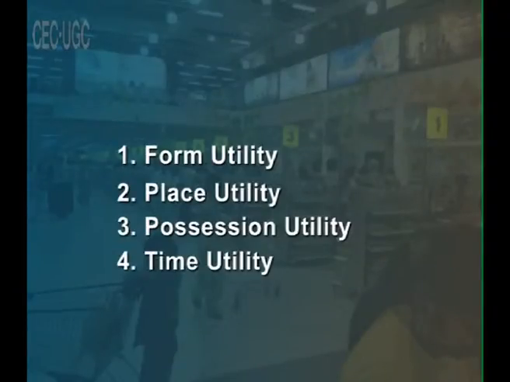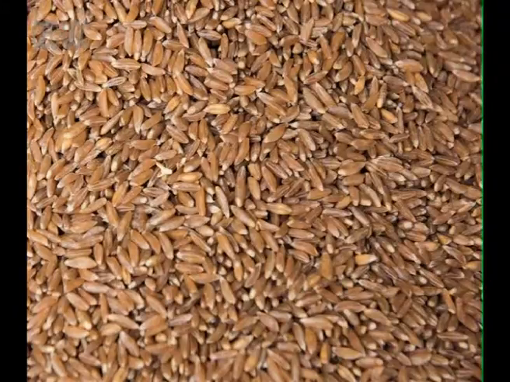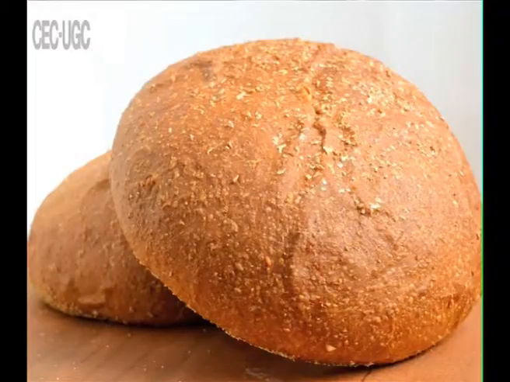Fourth, time utility. Time utility could be described as being in the right place at the right time when a customer is ready to purchase a product. Creating and keeping customers means having products available for them when they want them, and often this requires some type of storage facility. Wheat is one main example of a commodity that must be stored after it is harvested. It is stored in silos until processors are ready to convert it into food products such as bread or cereals.